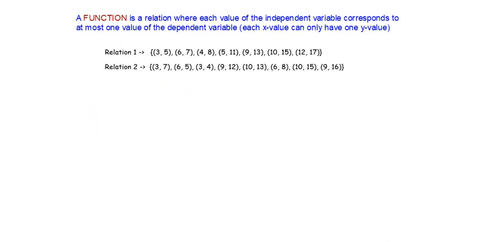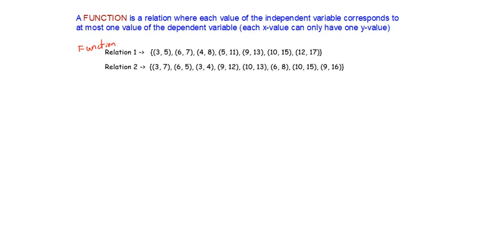In the first one, we have an x value of 3 going to 5. We don't see a 3 appear in this list again for an x value. 6 goes to 7. There are no other 6s for x values. 4 goes to 8, no other 4s. 5 goes to 11. 9 goes to 13. 10 goes to 12. You can see here that there are no duplicate x values. So this actually would classify as a function, because every x value corresponds to only one y value. I should say at most one y value.